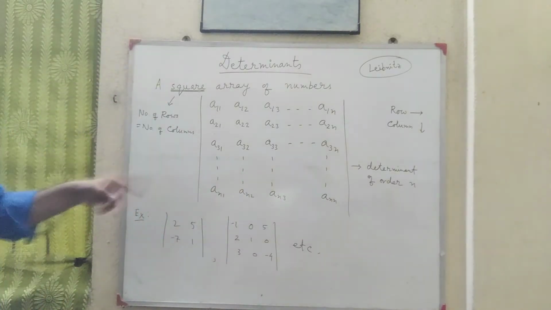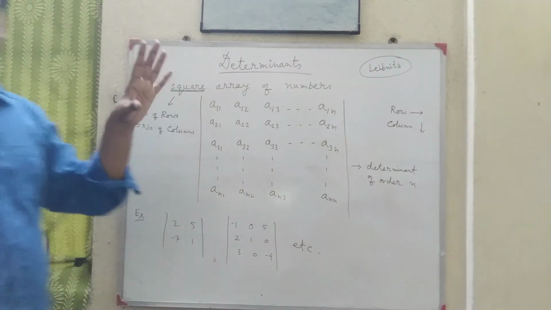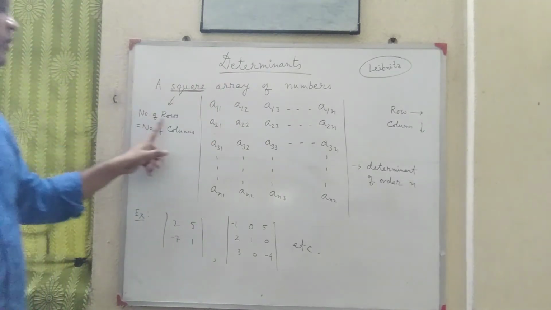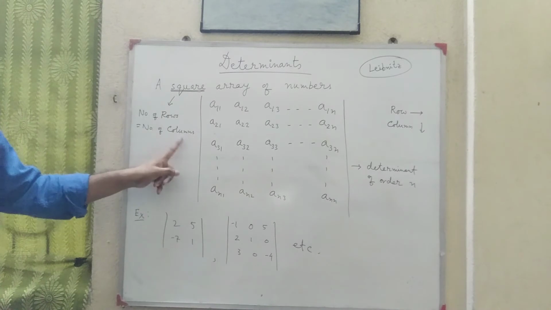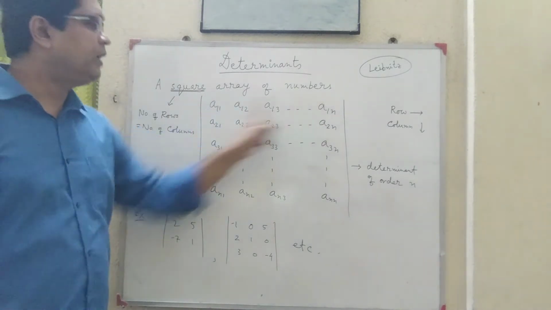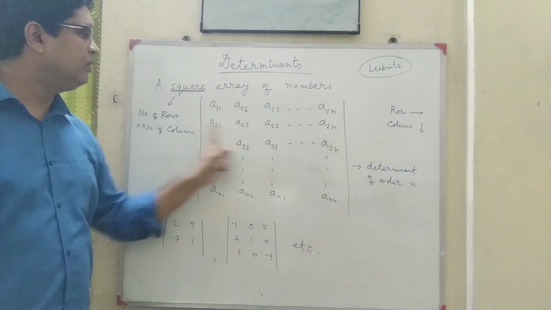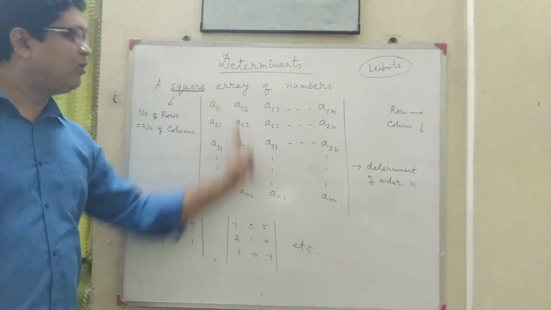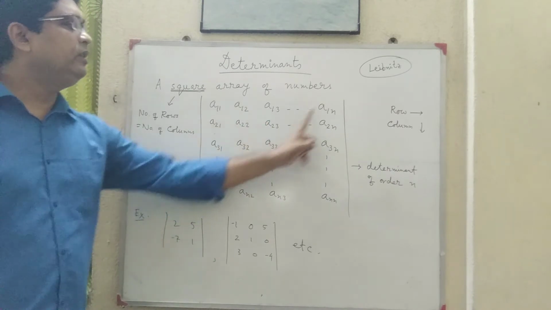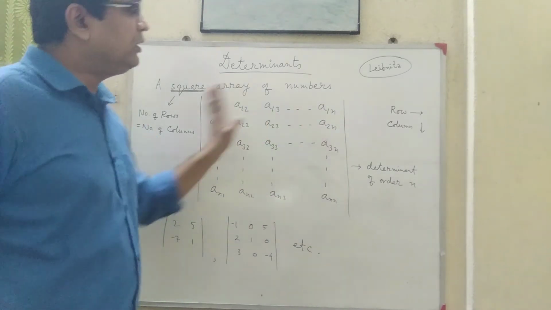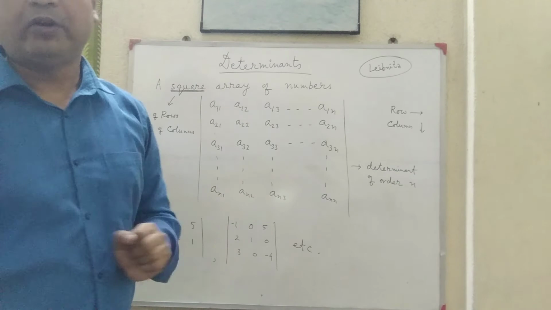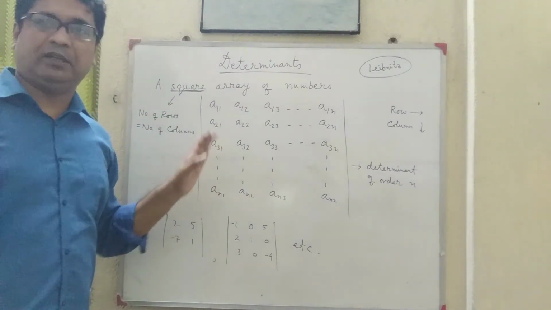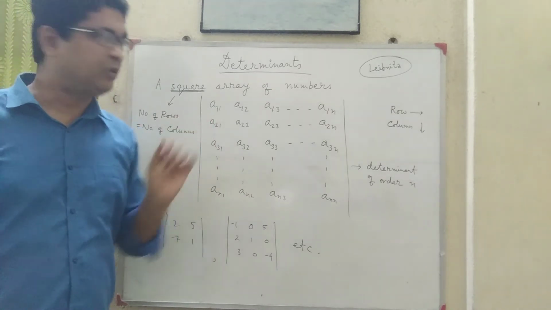Now this is important: square. The determinant shape should always be square. Square means the number of rows is equal to the number of columns. You see here there are n rows, 1, 2, 3, 4, and there are also n columns, 1, 2, 3. So the number of rows equals the number of columns. That means it is always square shaped. So a determinant is always square shaped.